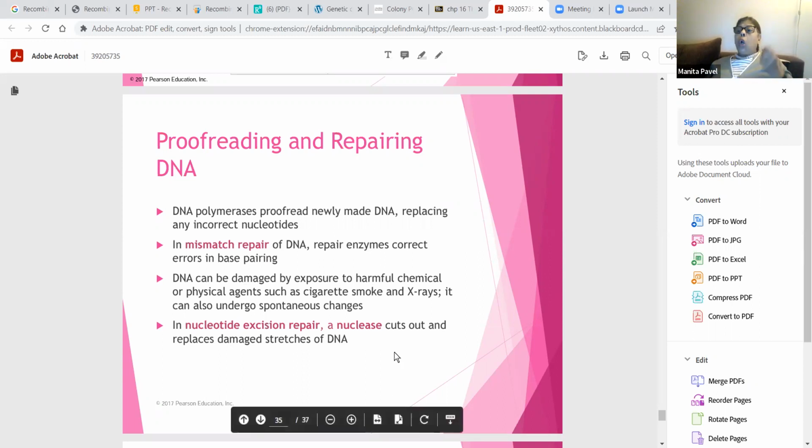Now we have something called nucleotide excision repair. Nucleotide excision means to cut, repair, with a nuclease. We talked of endonucleases in restriction enzymes that we carried out in DNA isolation. So in nucleotide excision repair, that nuclease enzyme is going to cut out and replace any damaged stretches of the DNA.